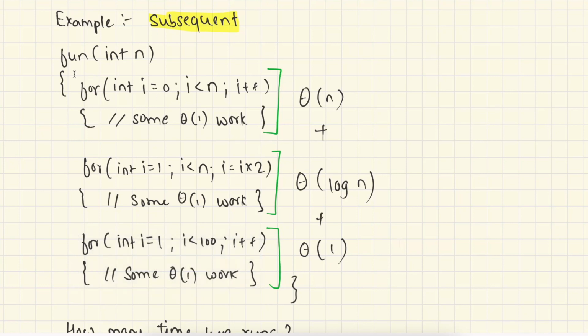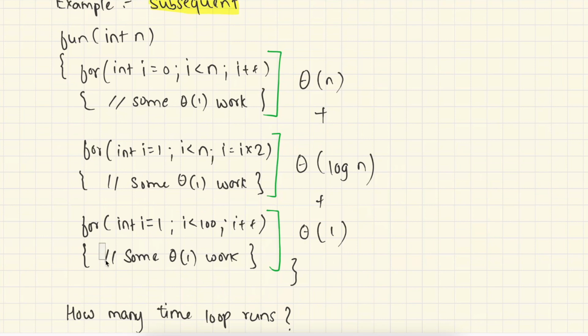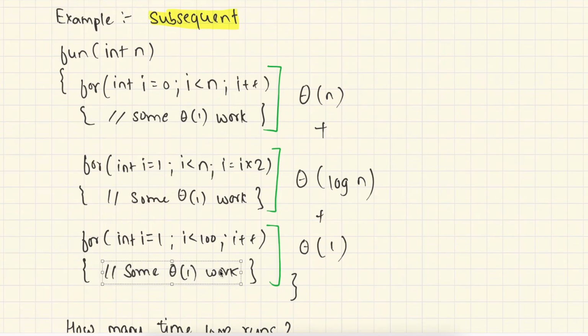So if I ask you what is the order of growth of this loop, it's clearly theta n, because we are running a loop from 0 to n. In this loop we are running i from 1 to n, and in each iteration we are multiplying i by 2. So the order of growth of this loop is theta of log n. And in this loop, we are simply running a loop from 1 to 100, and doing a constant amount of work inside this loop. So the order of growth of this loop is going to be theta 1.